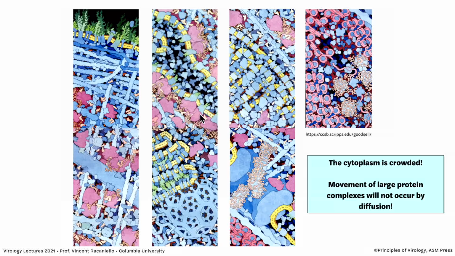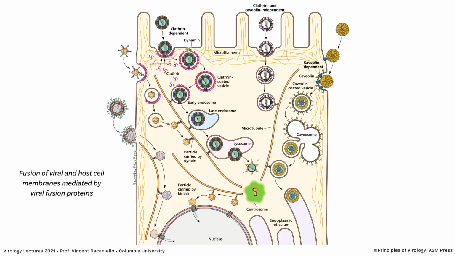So virus particles do not simply diffuse. People have done the calculation, and they said that if a virus had to move through the cytosol by diffusion, it would take days for them to get from the plasma membrane to the nucleus. So remember that. Cytoplasm is crowded; movement of large protein complexes does not occur by diffusion.